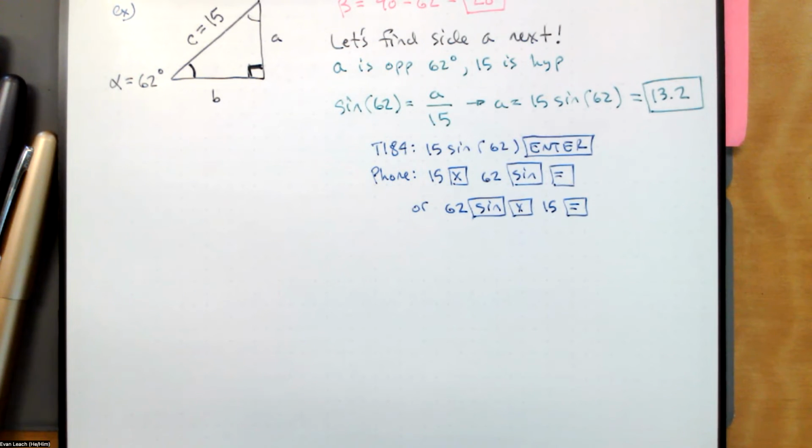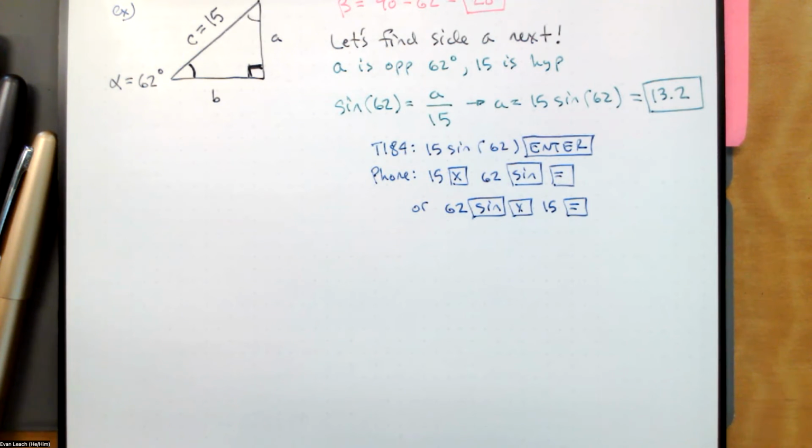Questions? I've got side A and I've got the hypotenuse. What can we do to find the third side? We've got two sides of a right triangle. What can we do to find the third side? We could do cosine 62. That would work. What else could we do? We could use the Pythagorean theorem. That would work. What about tangent? Could I use tangent at all?